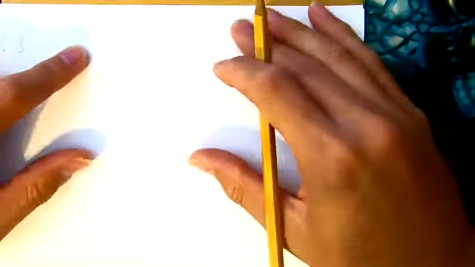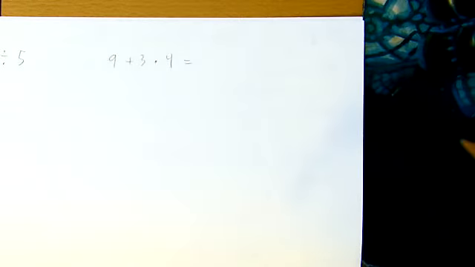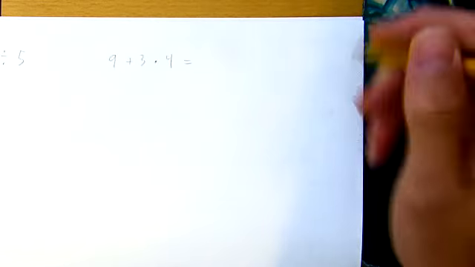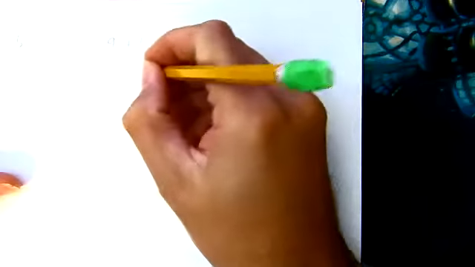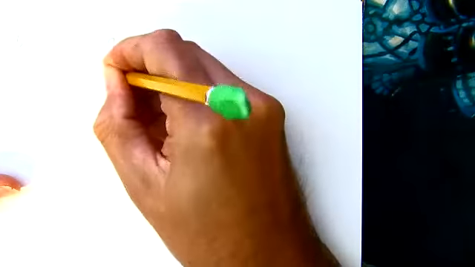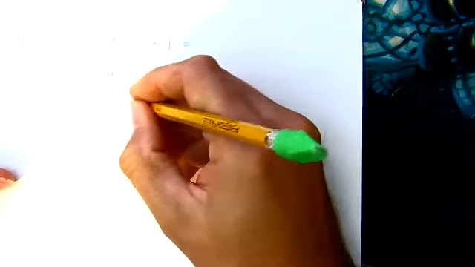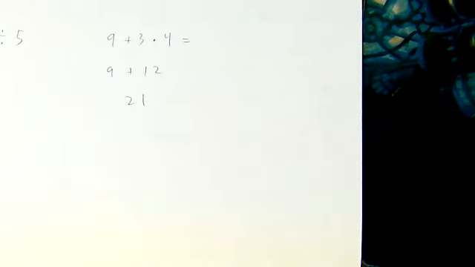So since there's no parentheses here, I see a lot of people try to do 9 plus 3 is 12, times 4 is 48. And that would be incorrect. You've got to do 3 times 4 first. Then you add your 9, and you end up with 21.